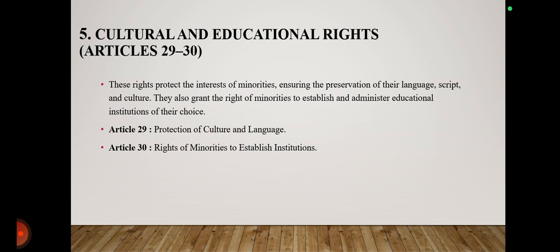Article 29 lets minorities preserve their language, script, and culture. Article 30 gives them the right to set up and run their own schools and colleges. These rights help keep India's cultural diversity alive and ensure equal education opportunities for all.